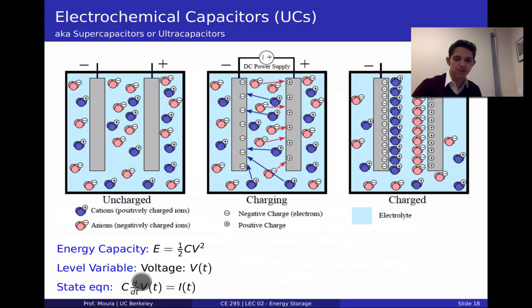So this you can understand well by the following. When I let go of the power supply from these two electrodes, then no current flows between the electrodes. They're electrically isolated. So the voltage stays constant and there's no current. So when I is zero, then the change in the voltage is zero here. And then C is basically like our inertia. It's how much electrochemical charge we can store in this electrochemical capacitor.